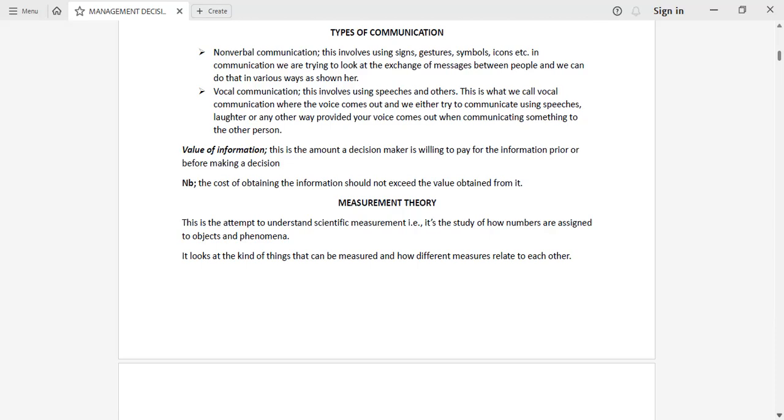So it looks at the kind of things that can be measured and how different measures relate to each other. We are trying to look at how, if maybe it is transport costs, how is transport related to the kilometers someone has traveled? That's the kind of analysis that we are trying to look at. We are trying to see how certain things are going to be measured.